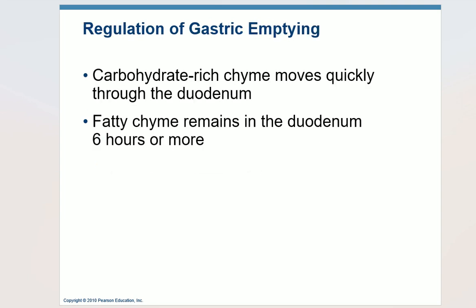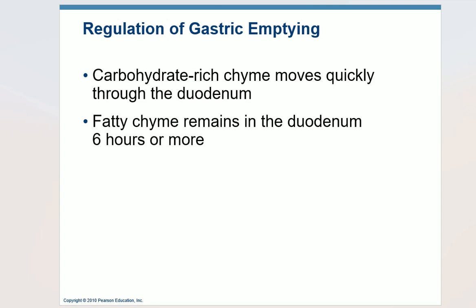So the stomach empties out a couple of millimeters at a time, so that the other digestive juices it encounters in the small intestine have a chance to get at all of this chyme, this food mixture that you've created, and have time to digest everything that hasn't been digested yet. So we have carbohydrate-rich chyme that moves relatively quickly through the duodenum. Carbohydrates move relatively quickly through the duodenum.